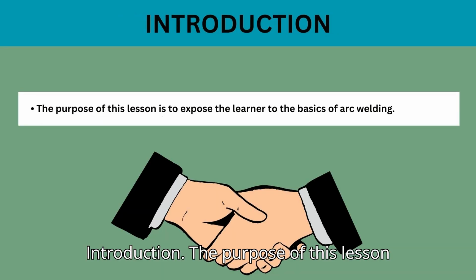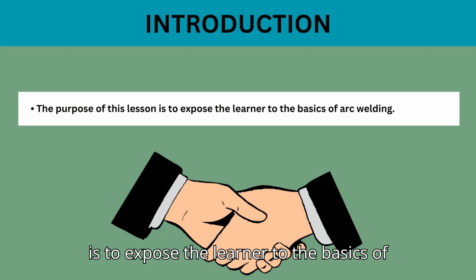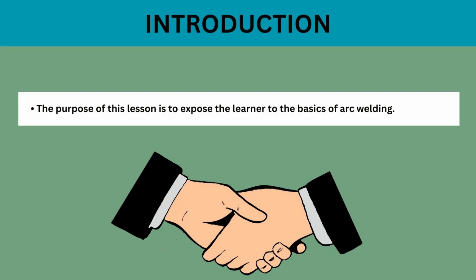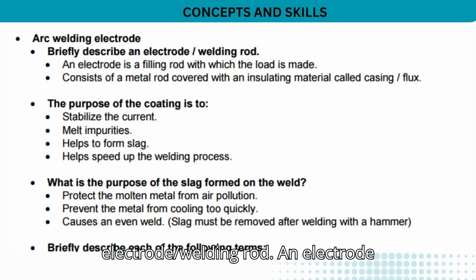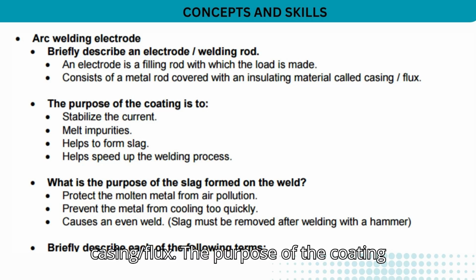Introduction. The purpose of this lesson is to expose the learner to the basics of arc welding. Concepts and skills. Arc welding electrode. Briefly describe an electrode/welding rod. An electrode is a filler rod with which the weld is made. It consists of a metal rod covered with an insulating material called casing/flux.